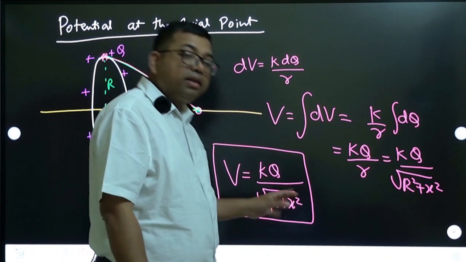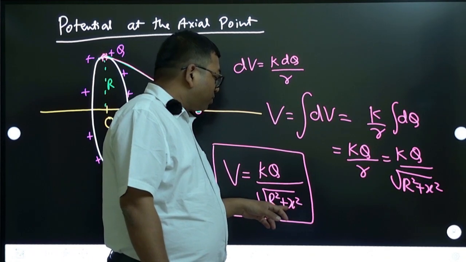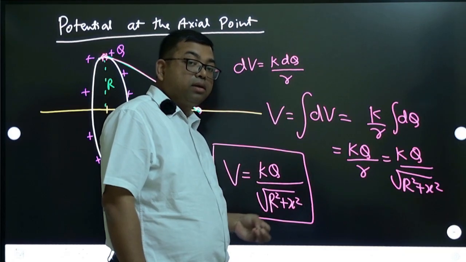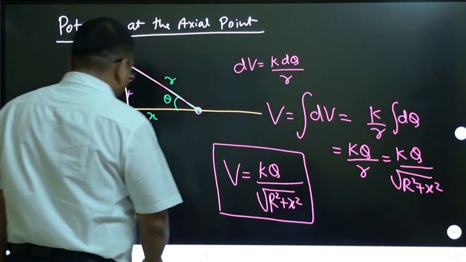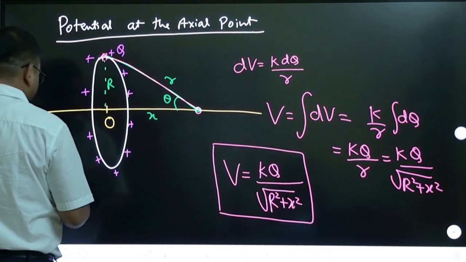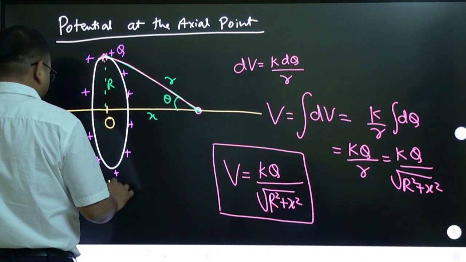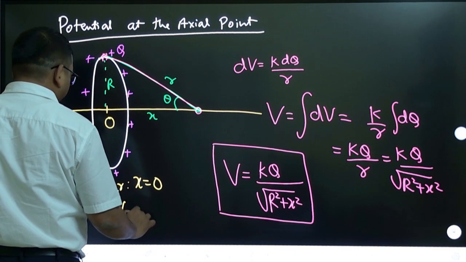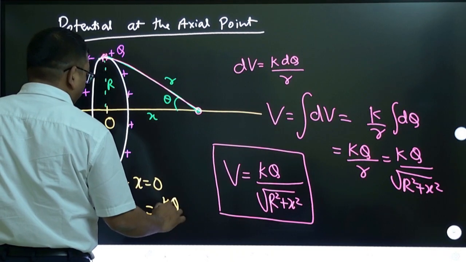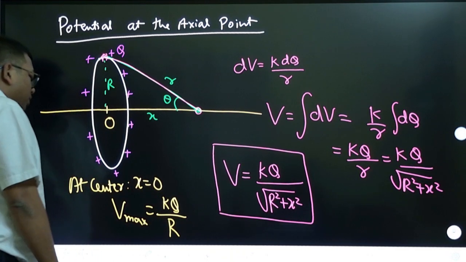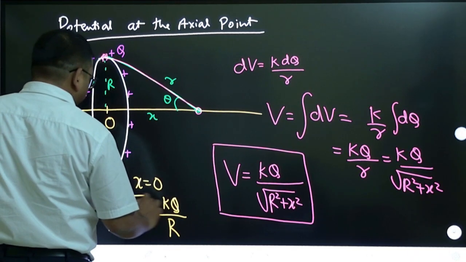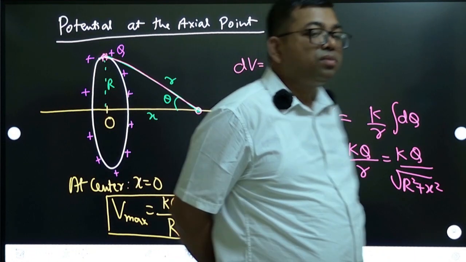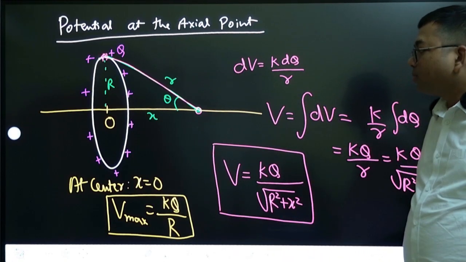And if you ask where the potential is maximum, wherever the denominator is minimum, and the denominator is minimum at x equal to 0, so at the center the potential is going to be maximum. So at the center, x is equal to 0, potential is maximum, which is kQ by capital R. So we have maximum potential at the center, right? This is all about potential.